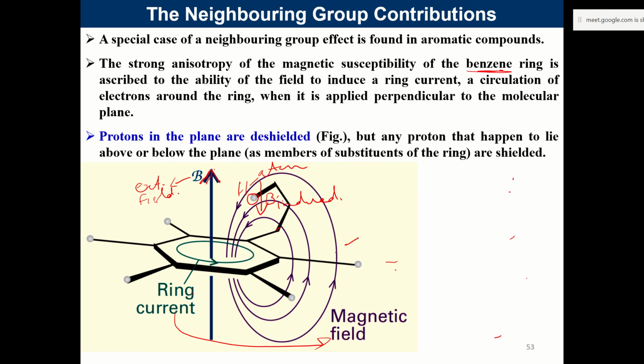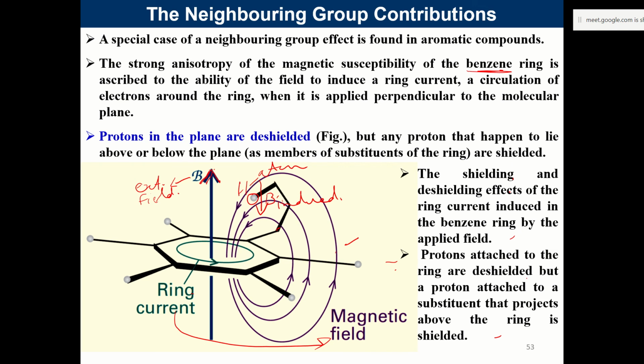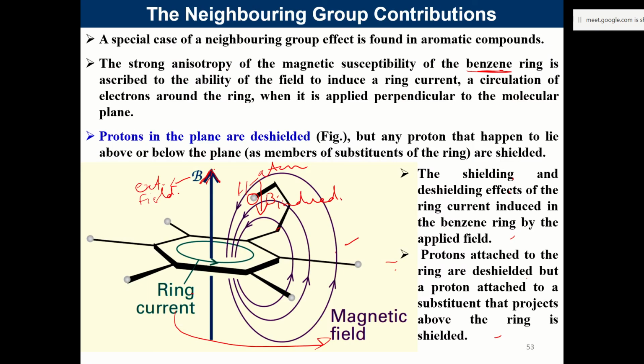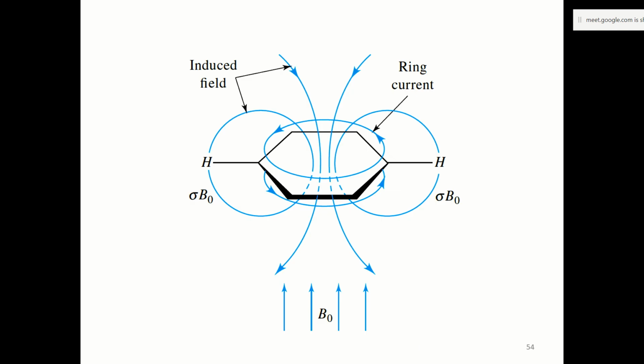So the same thing will be reflected in the NMR values, the chemical shift values that you can have. So what do you expect? You expect that protons attached to the ring directly are deshielded, and the one that is above the ring gets shielded. So accordingly you can have a change in the chemical shift values.